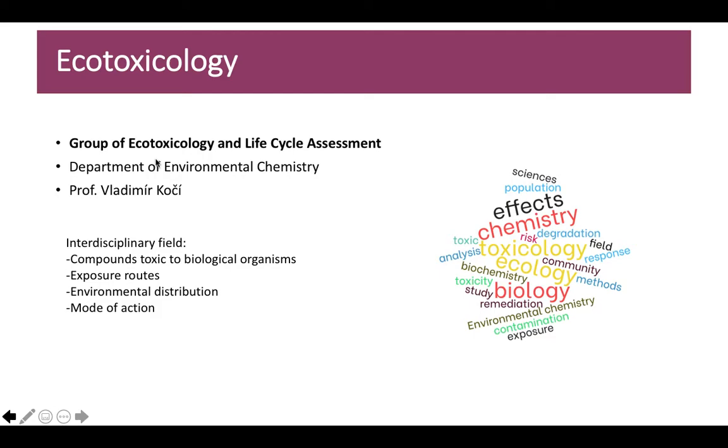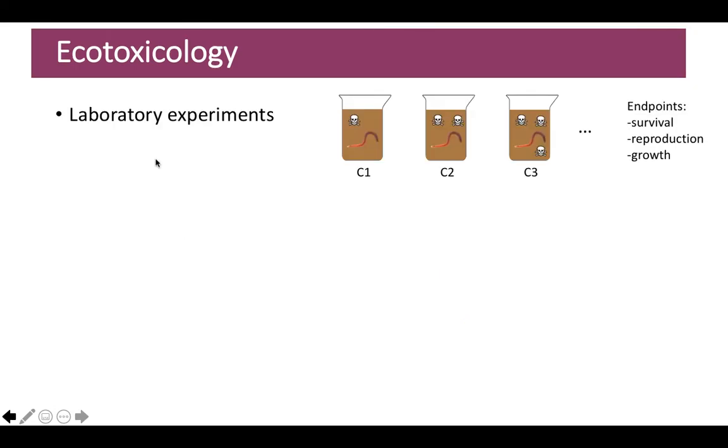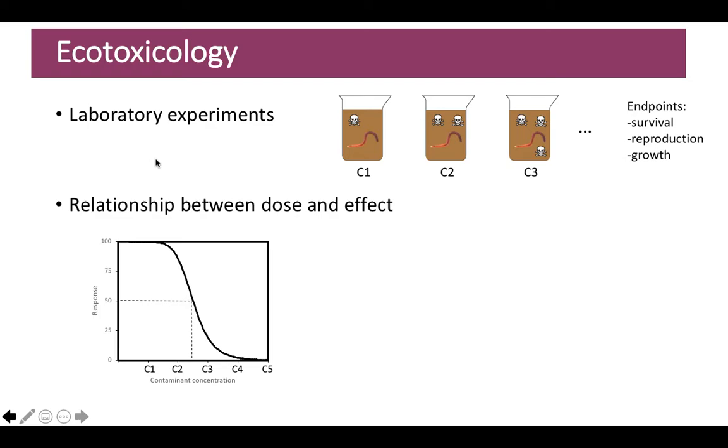Ecotoxicology is an interdisciplinary field where we try to answer questions regarding the toxicity of compounds, also including their route of exposure, environmental distribution, mode of action, and so on. To answer these questions, we do experiments in the laboratory where we expose animals to different concentrations of our contaminant, and we assess endpoints such as survival, reproduction, and growth. We end up with a relationship between dose and effect.